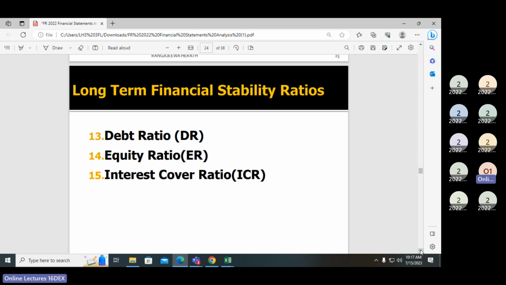But in core financial stability you may have so many ratios, but we are taking very basic 3 ratios. Out of these 3, the first and second are actually the same ratio, with the interpretation the other way around.